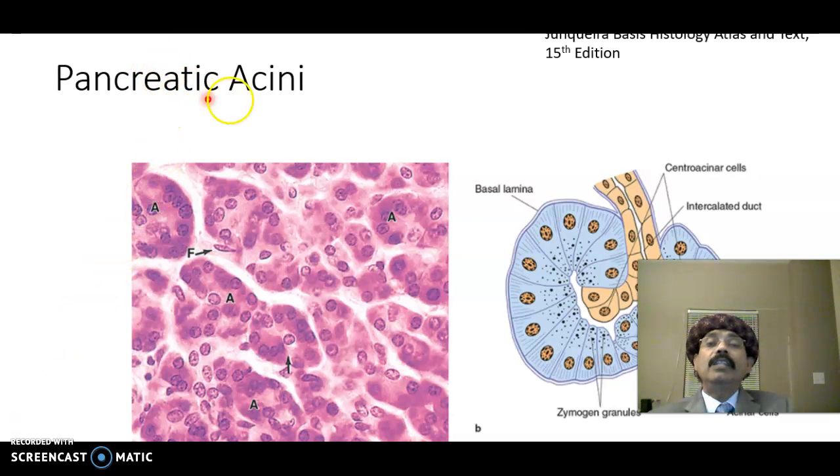Okay. Again, this is a good image of acini. Acini means multiple. One is acinus. We also have the centroacinar cell here, and we have the connective tissue septa, interlobular septa. Okay, and this is the centroacinar cell. These are the pyramidal cells. These are the zymogen granules here. Okay, we got that.